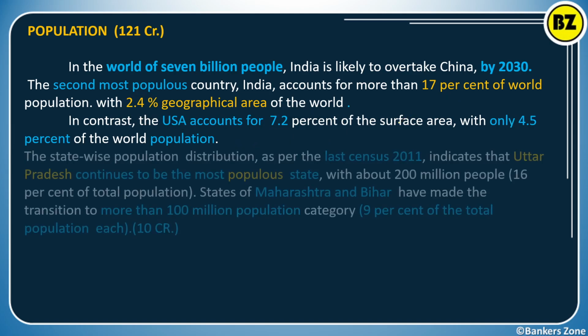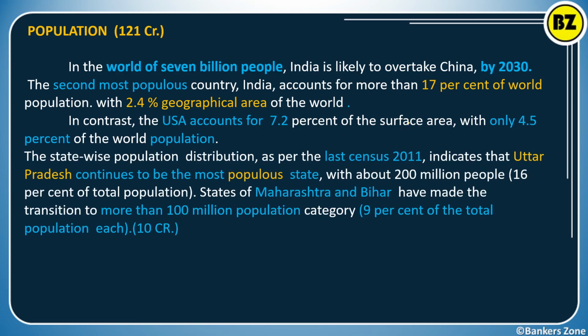Now, the important thing you should remember: if we continue to grow like this, we will overtake China by 2030. And we have 17% of the world's population in India and only 2.4% of the area.